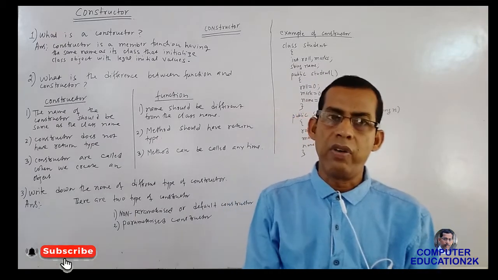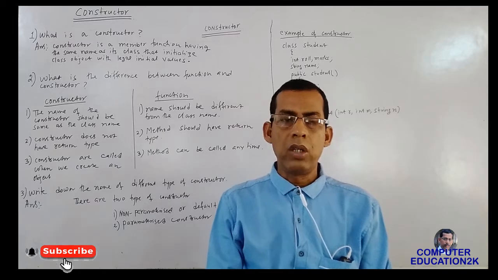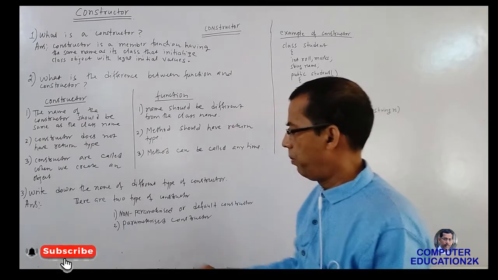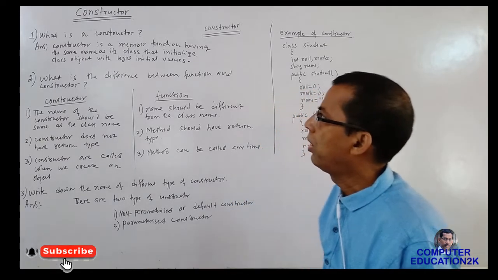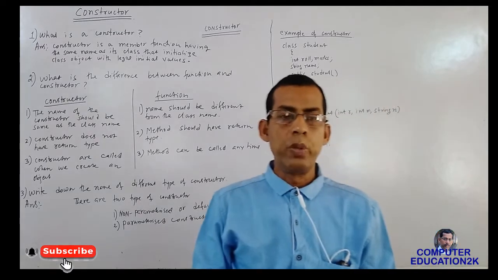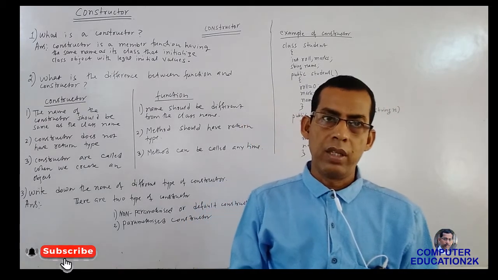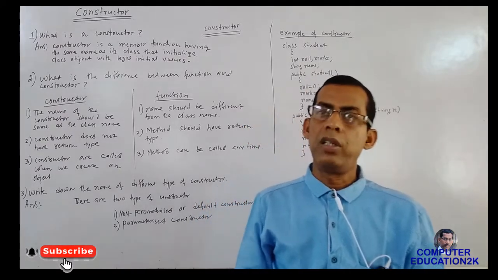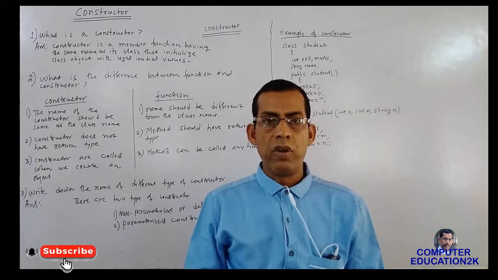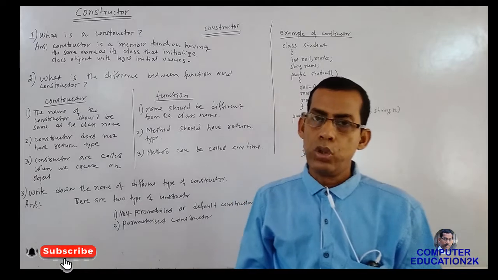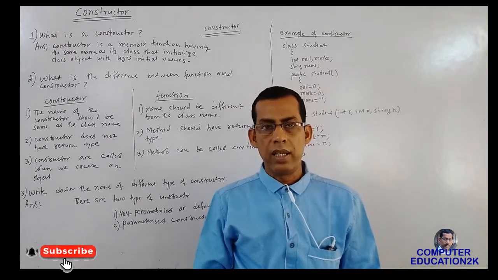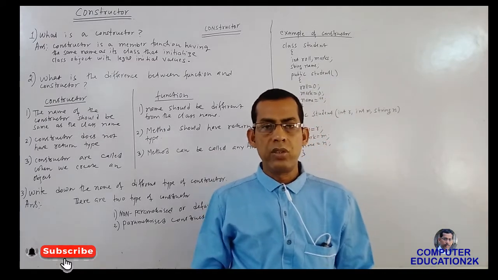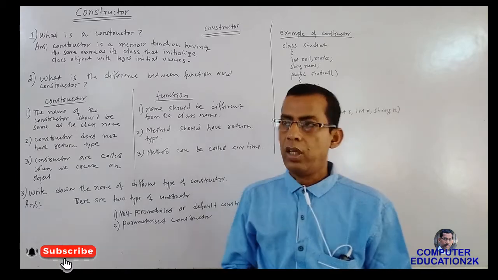Now see, constructor and function both are almost same. The main difference is the constructor name should be same as that of a class name. As you have seen, the function name can be anything. Function name can be calculate, input, or display. Function name can be anything, but the constructor name should be same as that of a class. So there is a main difference between the function and constructor.